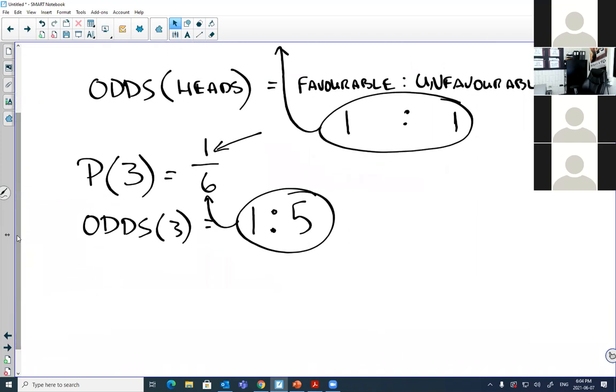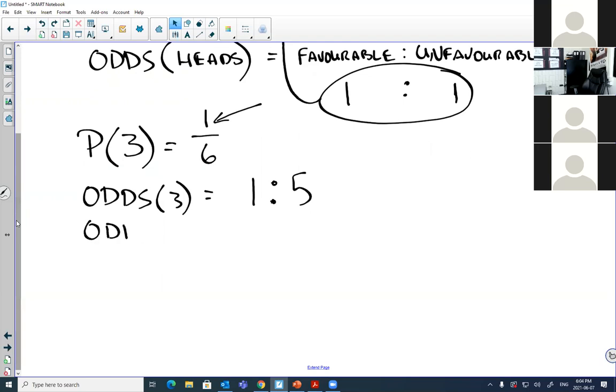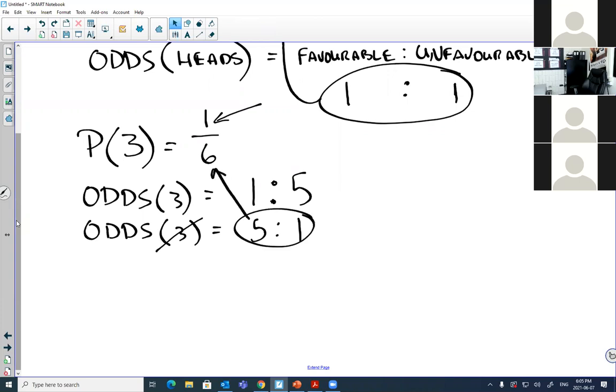Okay, now here, let me show you something. Let me get rid of that last piece here. Here's an interesting flip. What are the odds of not getting a 3? 5 to 1. Right? Favorable would be not 3s. Unfavorable would be 3s, right? So odds for and against, you just flip them around. And again, it still works, right? The bottom of those always equal your probability, no matter what.